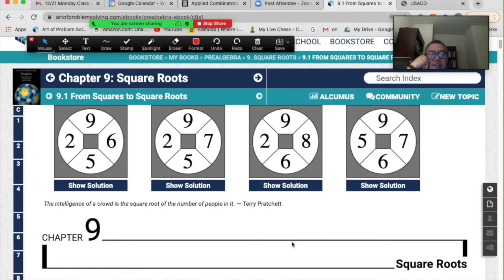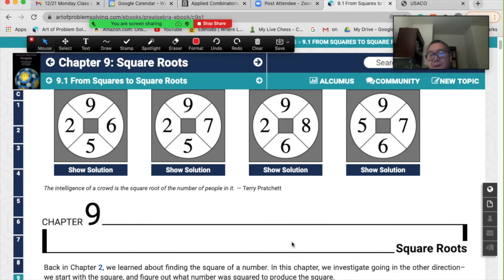Yes, can you give me an example? Square root of 36 is 6. Yes, very good. So here, section 1, from the squares to the square roots.